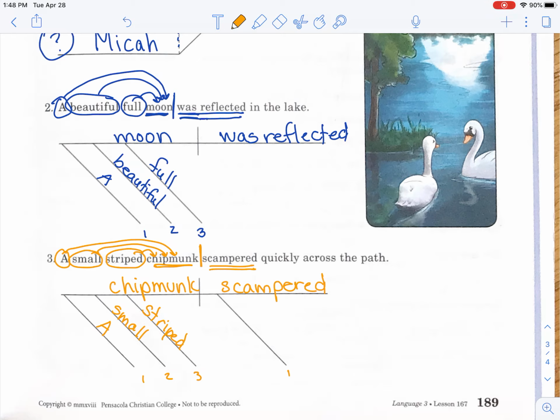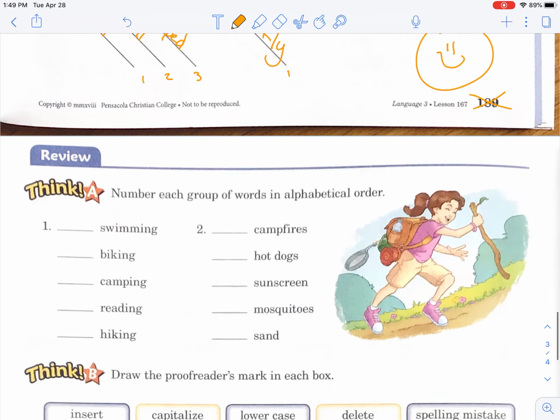Okay, so let's look for our adverb to describe scampered. So how often, how did it, how did they do it? Quickly, there it is. Scampered quickly. How did it scamper? It scampered quickly. Excellent, and we are done. Done, done, hooray. We are done with this page. Yippee, goodbye, page 189. I will see you later.